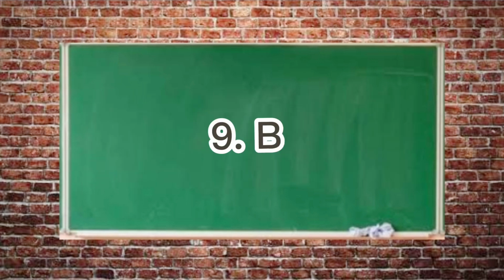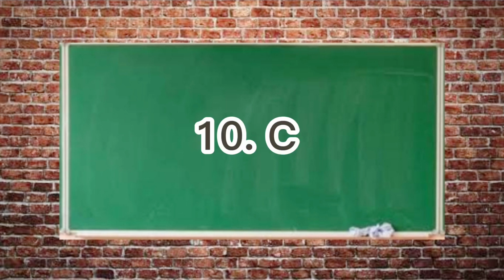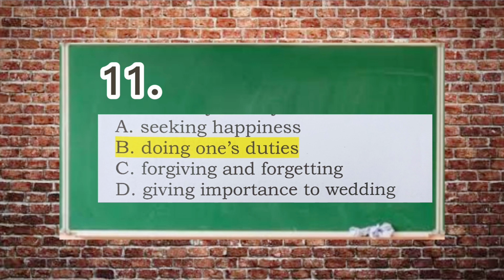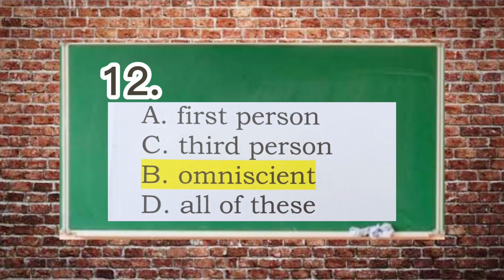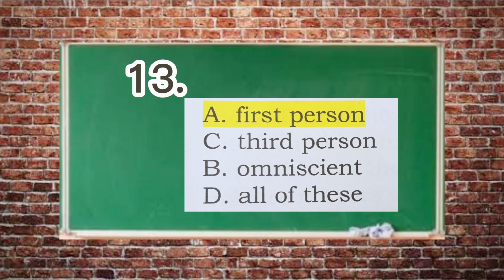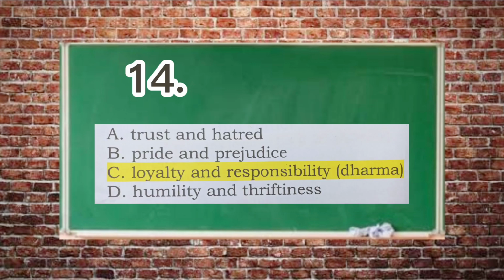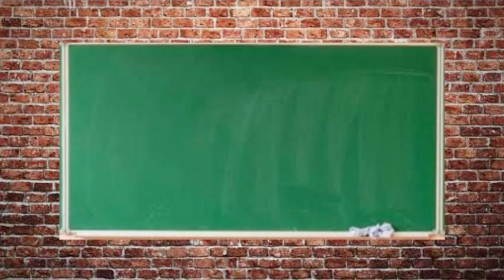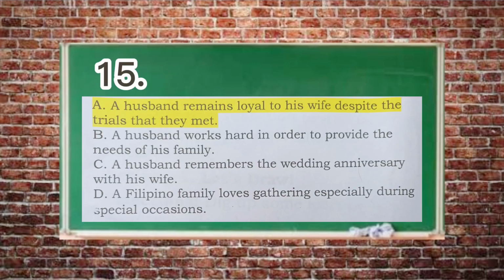9, B. 10, C. 11, B. Doing one's duties. 12, B. Omniscient. 13, A. First person. 14, C. Loyalty and responsibility. 15, A. A husband remains loyal to his wife despite the trials that they met.